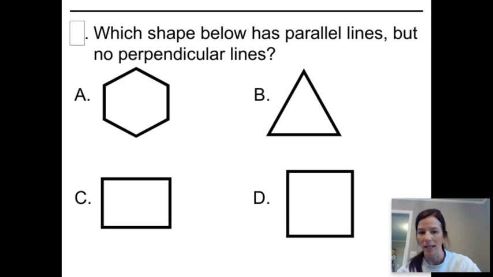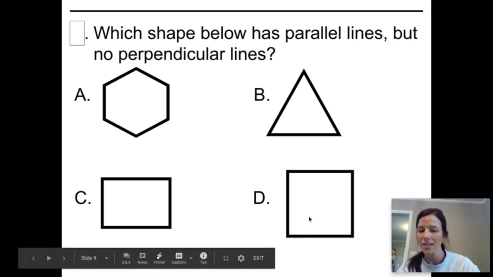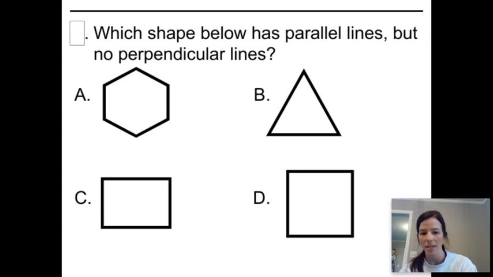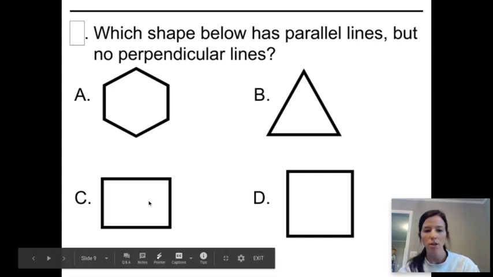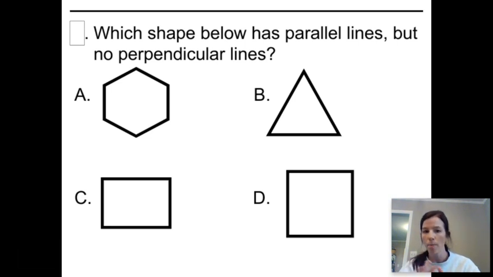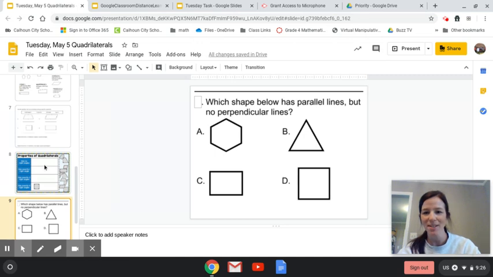Now, how I would think is, okay, I'm going to start here. This is a triangle. Does it have parallel lines? Nope. Does it have perpendicular lines? No, but it also doesn't have parallel lines. Now, let's look at D. Does it have parallel lines? Yes. But does it have no perpendicular lines? No. Let's look over here. Does it have parallel lines? Yes. But does it have no perpendicular lines? No. Perpendicular, making that right angle. So my answer is A. Is that what y'all got? Yay! I'm so proud of you.